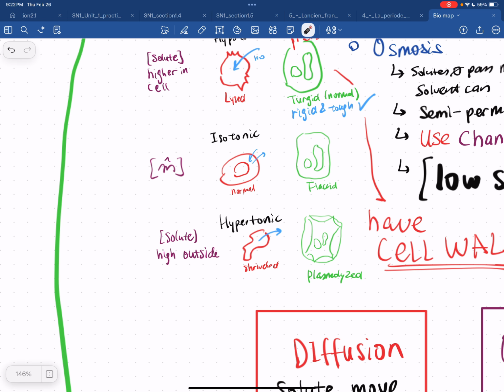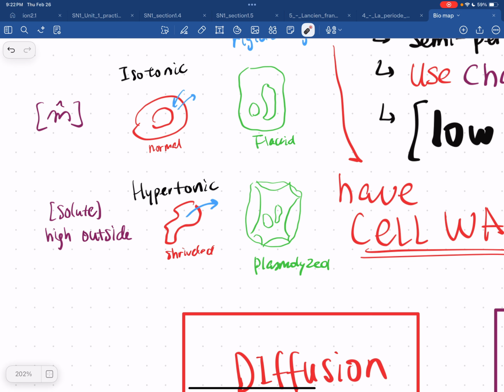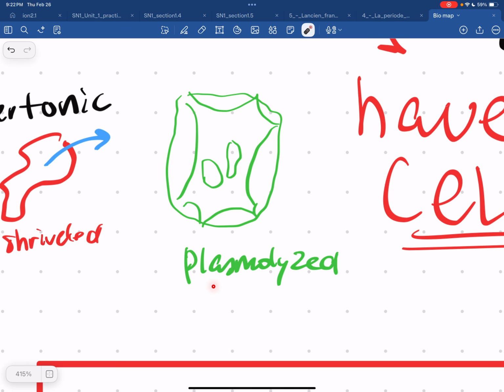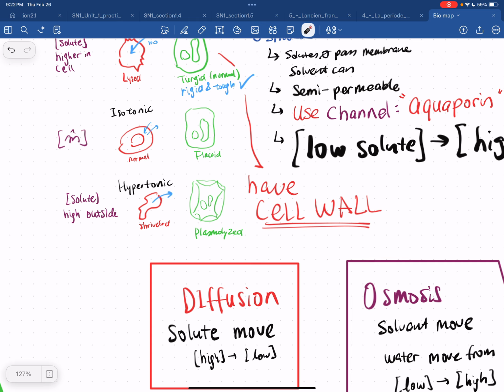I guess like a neutral state. And solute, if the solute concentration is high on the outside, so if the inside is more dilute, then the water will gush out and they will be shriveled. That's hypertonic. Hypertonic is when they gush out and are shriveled. And for plants, that's disastrous because that's a plasmolyzed state, a very unfavorable state because they're basically dried out.